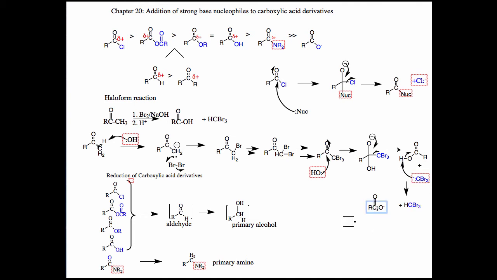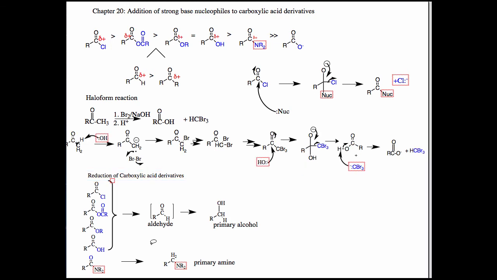The carboxylate ion will hang out until we add an acid in the second step. So again, this was an alpha substitution reaction 3 times, followed by a nucleophilic acyl substitution reaction of a relatively strong base nucleophile, followed by a proton transfer.